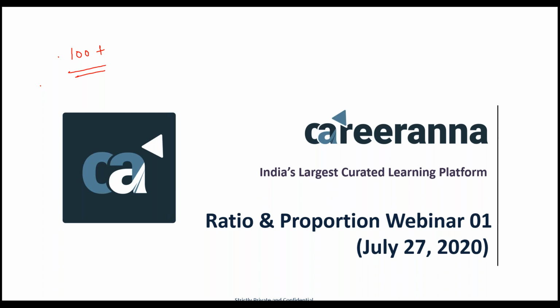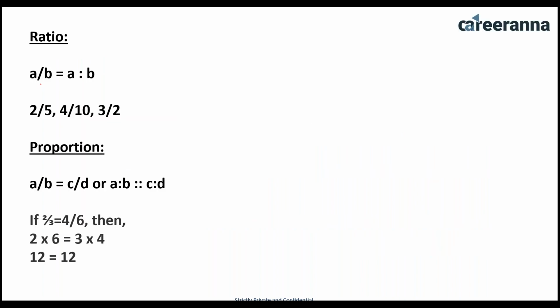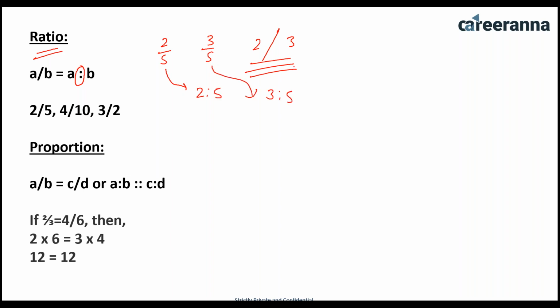Okay. So today's topic is ratio and proportion. First of all, we have to understand what is ratio. All of us have seen that there are certain numbers like 2 by 5, 3 by 5, 2 by 3. So you can write these numbers like this. What is ratio? Ratio is this sign. 2 by 5 can be written as 2 is to 5. This can be written as 3 ratio 5. And this can be written as 2 ratio 3.